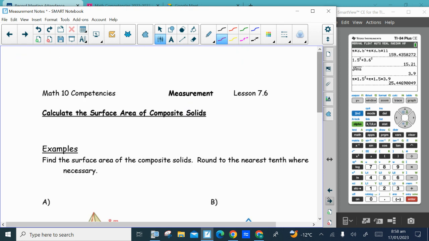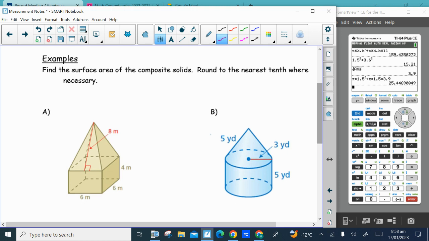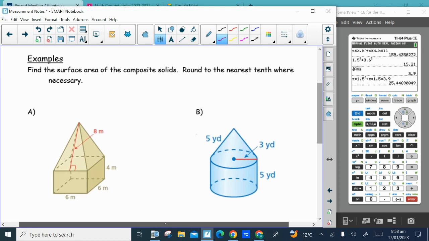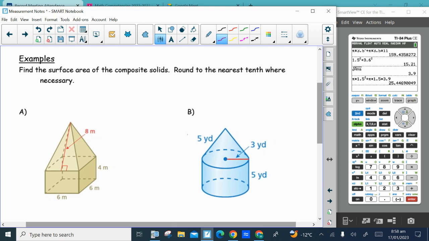All right. So let's go on to 7.6. So remember, these composite shapes are where you have two or more shapes put together. And we want to find the surface area.